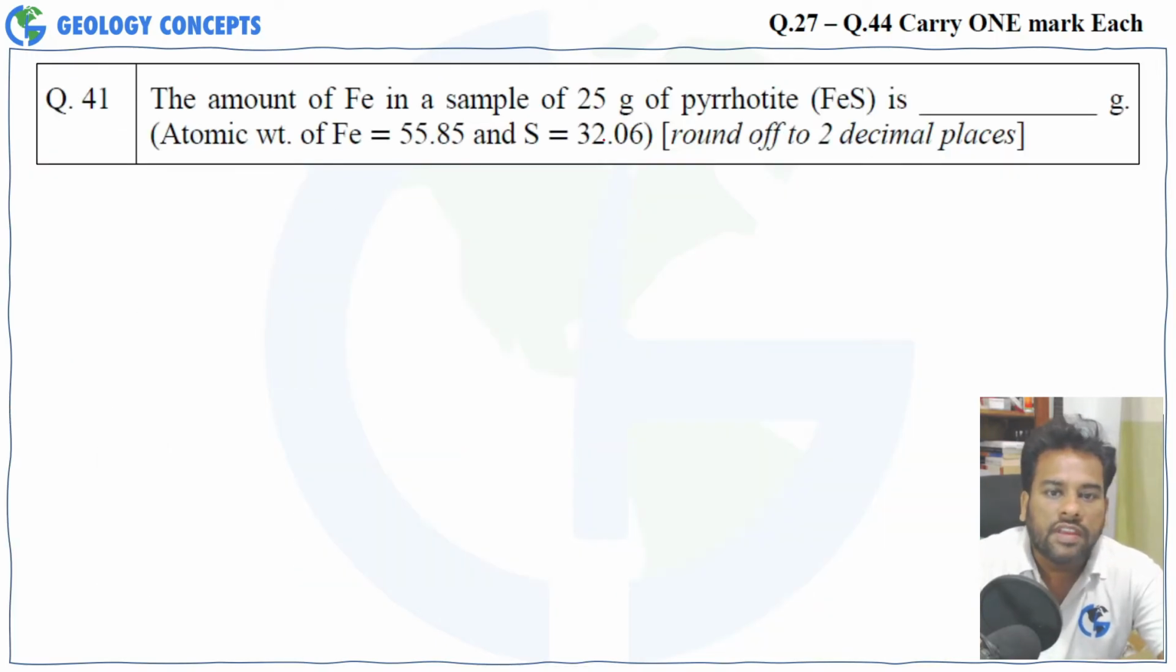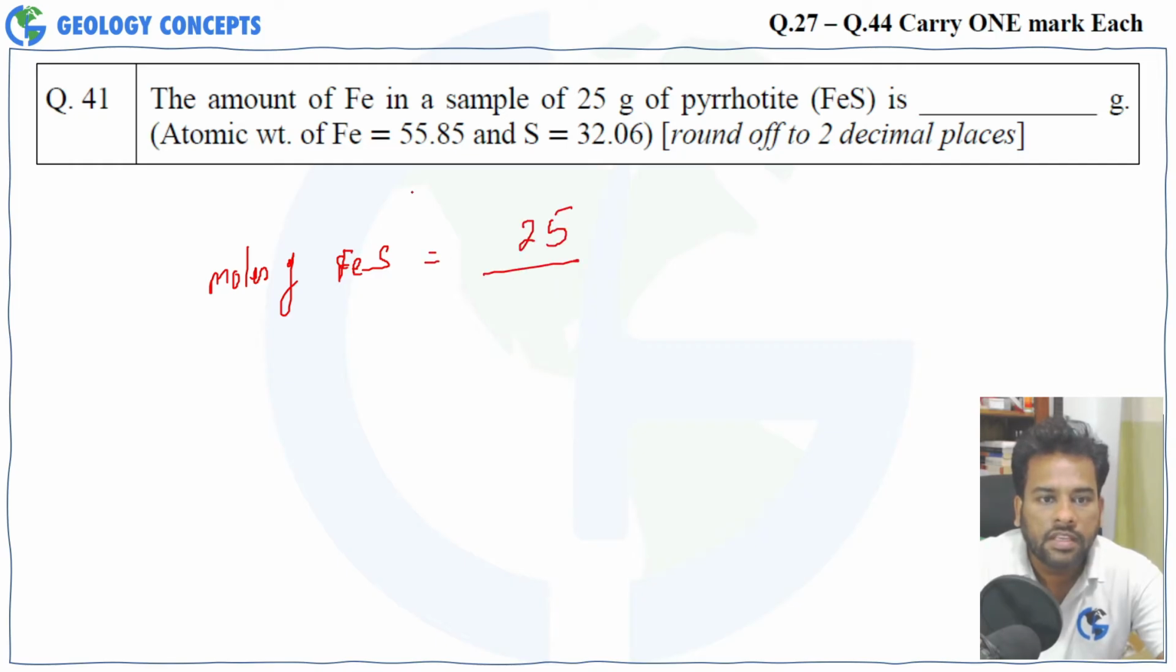What is the amount of Fe in a sample of 25 gram pyrrhotite, FeS? Now to calculate this, first we need to know the number of moles of FeS. So in this case, moles of FeS will be equal to 25 divided by 55.85 plus 32.06. This is the moles.